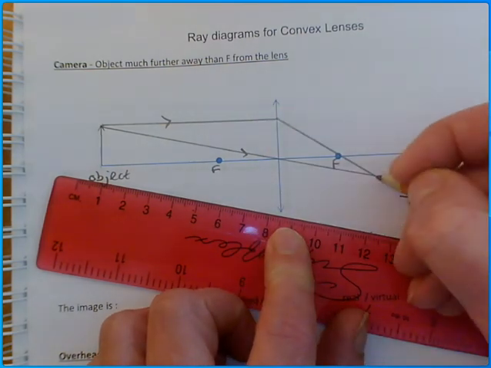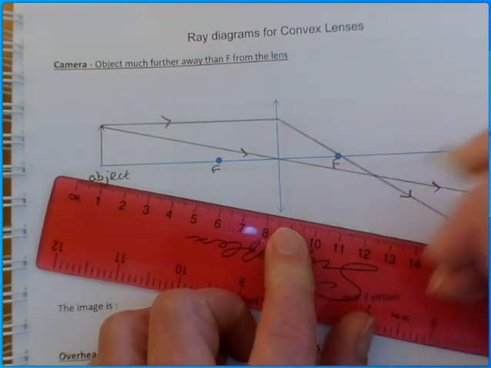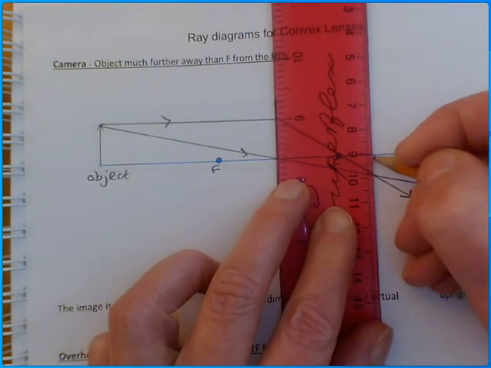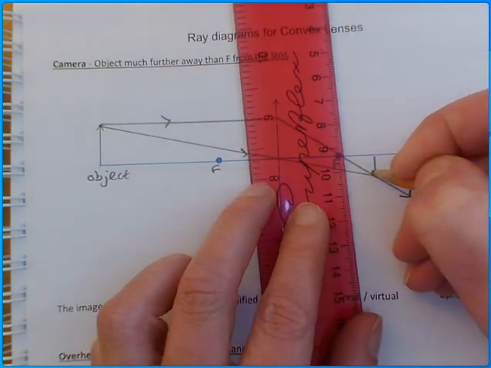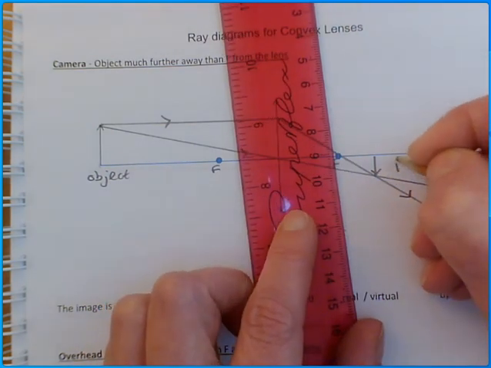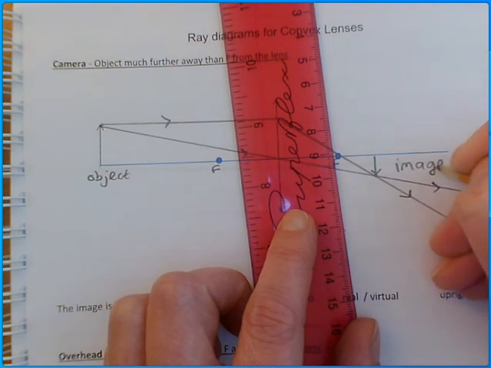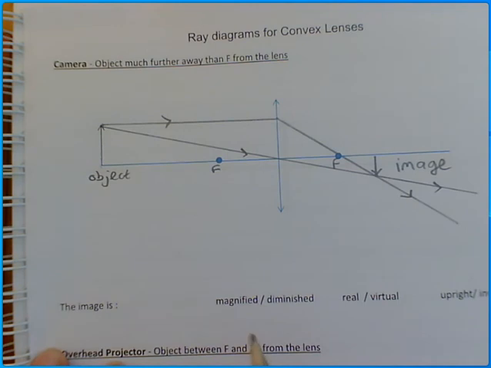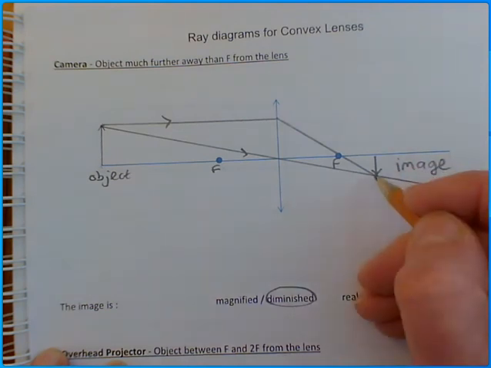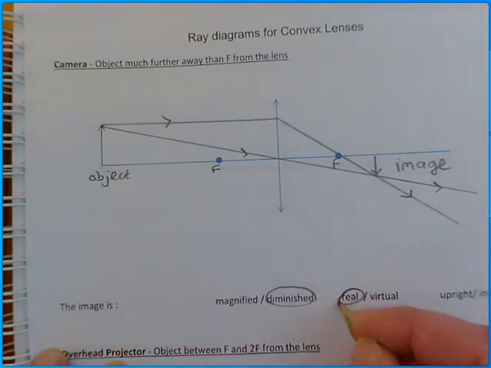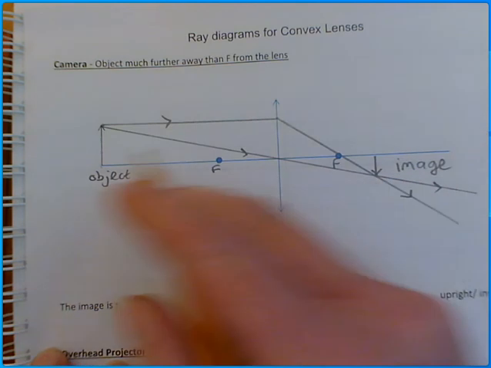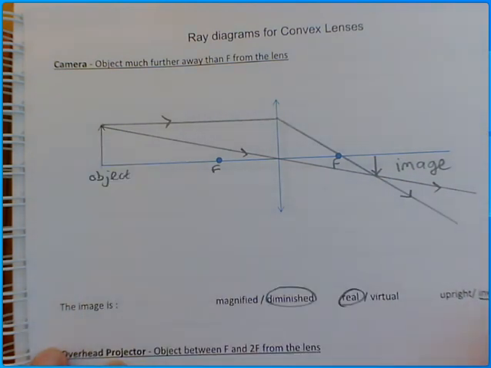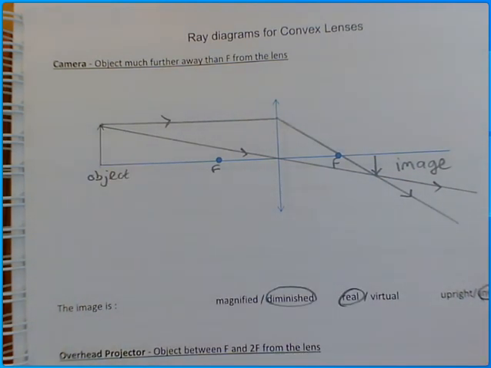Now we can see the point where our 2 rays of light cross, and we can draw in our image at this point. And looking at our image compared to our object, we can see that it's smaller, it's diminished. It's a real image because real rays of light have crossed at this point. And it's upside down compared to the object, so it's inverted.